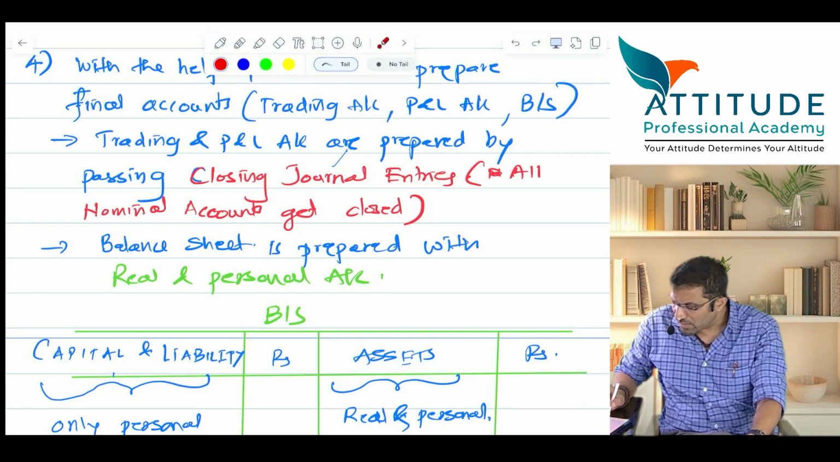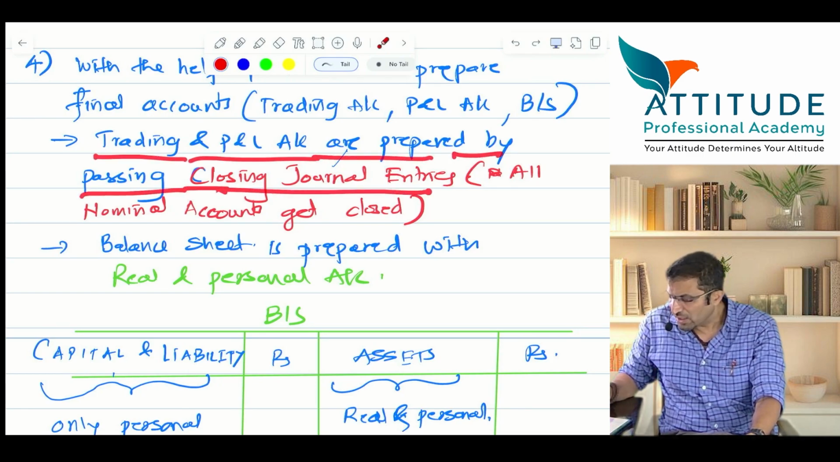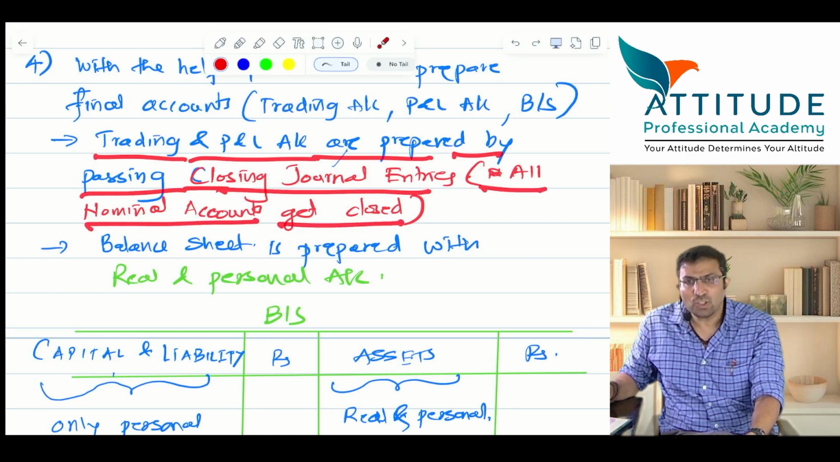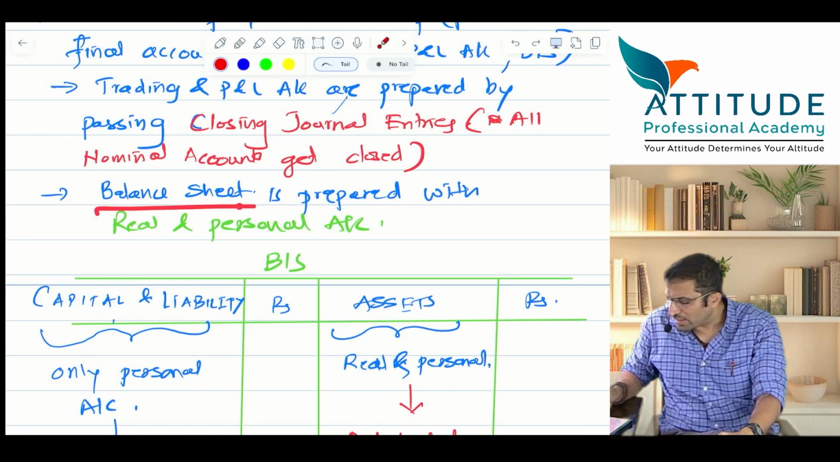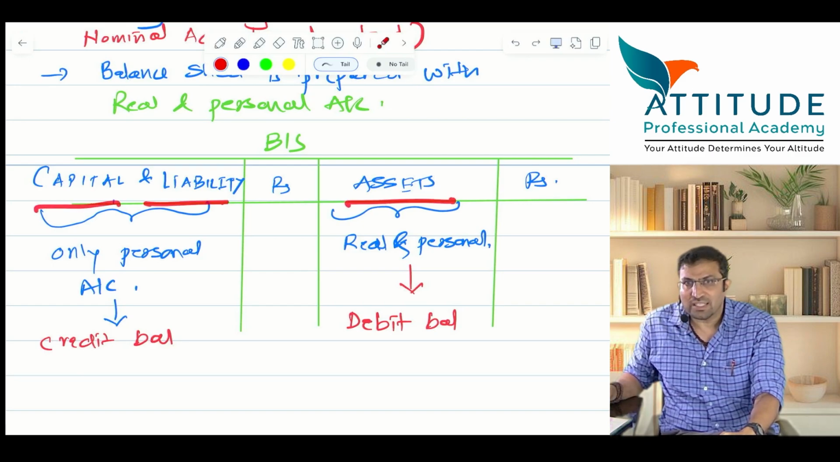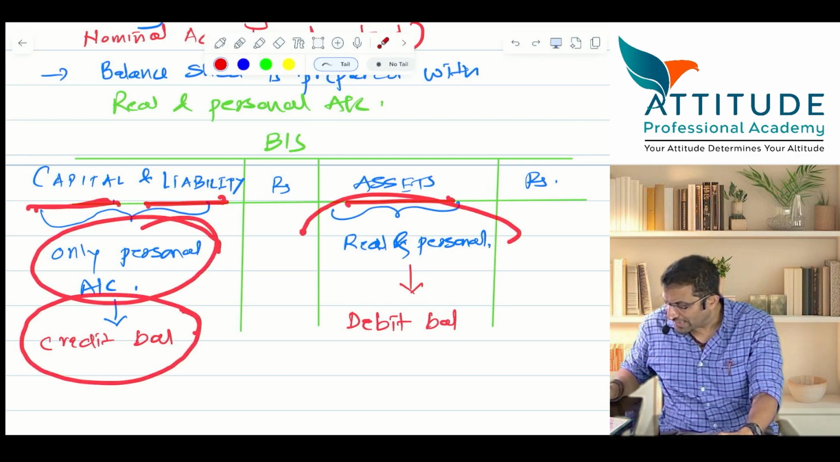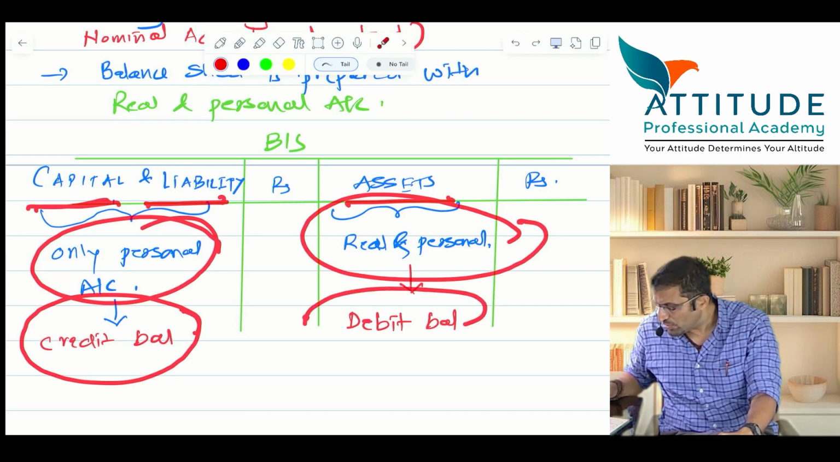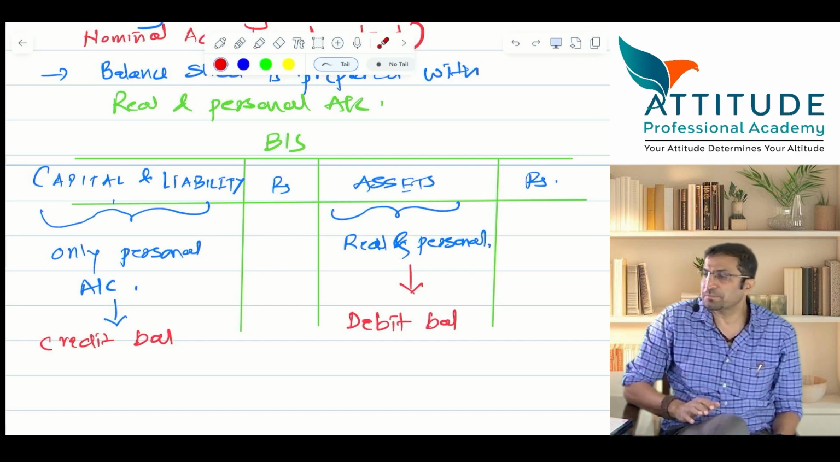One more thing you remember, whether it is trading or P&L account, these are prepared by passing what entries? Closing entries. All nominal accounts get closed. Only nominal accounts you have to pick up and close it. Then you prepare what? Balance sheet. How do you prepare balance sheet? Balance sheet, you already know accounting equation. Capital plus liabilities is equal to what? Assets. All capital and liability are personal account, which are having what? Credit balance. And all assets are real and personal accounts, which are having debit balance. This is your entire accounting process.